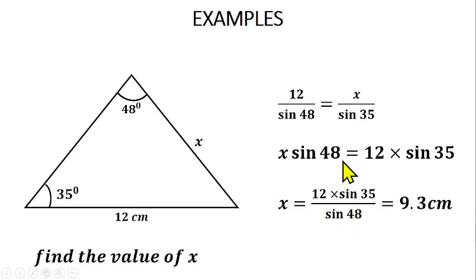If you use your calculator for this, 12 times sine 35, press equals, you get an answer, divided by sine 48. That gives us 9.3 centimeters. So that will give us the value of our x to be 9.3 centimeters, approximately to one decimal place.